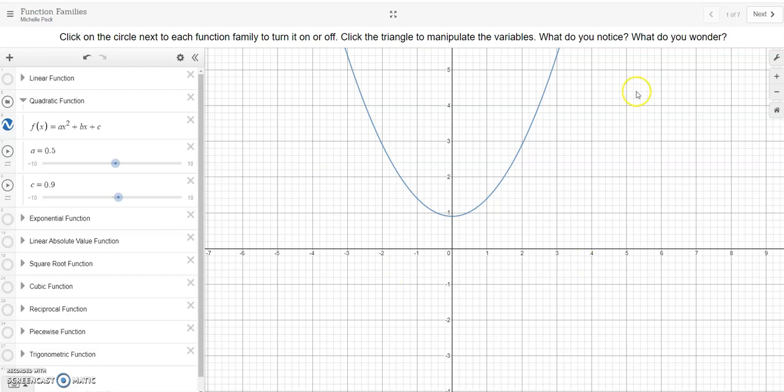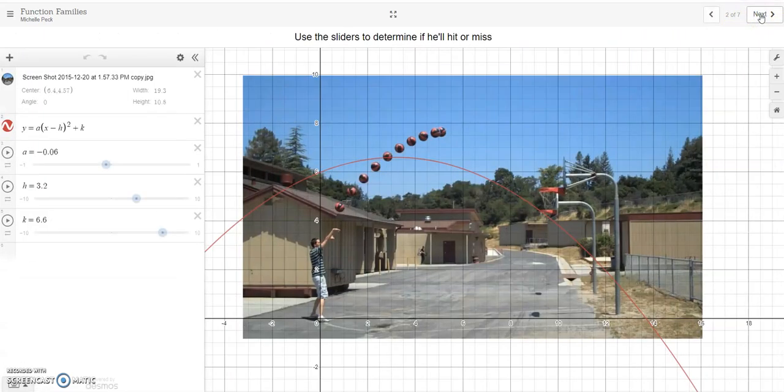So I just want to finish up this lesson by taking a look at an application. Basketball is an example of something that takes on the parabolic curve. So this is looking at the quadratic equation in what we call vertex form, and we'll cover that later on in this unit. But this is really the same thing as ax squared plus bx plus c, using different variables and set up in a different format.